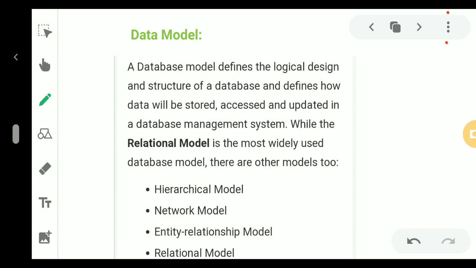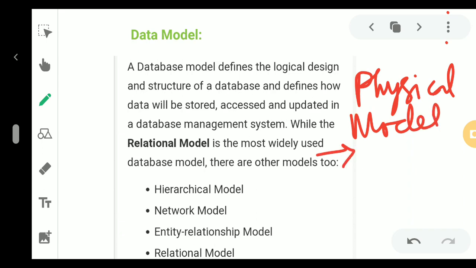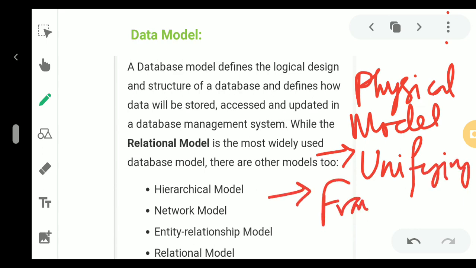Under the physical model, these are the data models used to describe the data at the lowest level of data abstraction. Two models are very popular here: the unifying model and the frame memory model. These two models are very popular under the physical model.